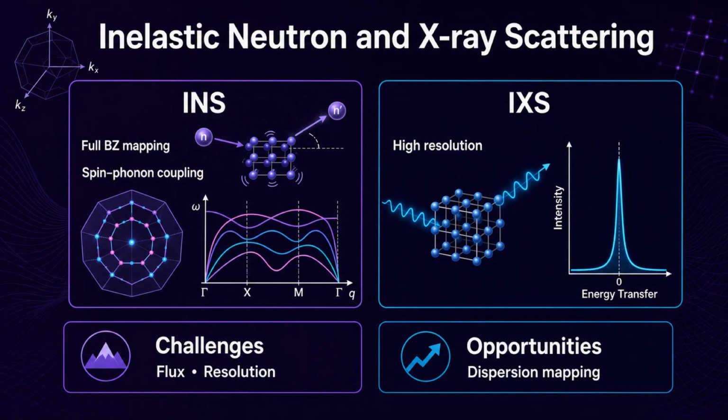While optical spectroscopy probes zone-center phonons, inelastic neutron and X-ray scattering can measure phonon dispersion throughout the Brillouin zone. Polarized neutron scattering is interesting because neutrons carry spin, allowing spin-phonon coupling measurements. Challenges include neutron flux limitations requiring large samples and the difficulty of separating chiral signatures. Opportunities include complete dispersion mapping, momentum-resolved angular momentum, and magnon-phonon coupling in magnetic materials.